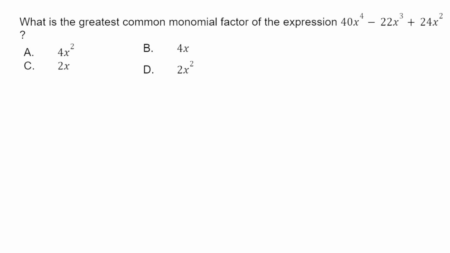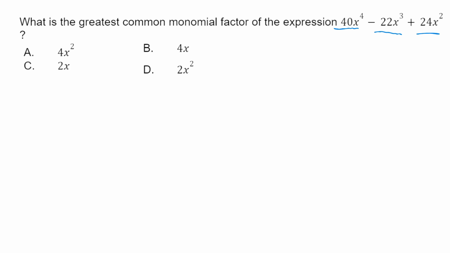Next question. So, what is the GCMF? The greatest common monomial factor of the expression. We have 40x raised to 4 minus 22x cubed plus 24x squared. Let's do this one quickly. So we have here the numbers 40, negative 22 or 22, and then 24. What is the largest number you can think of that can exactly divide all of them? You think of 4.